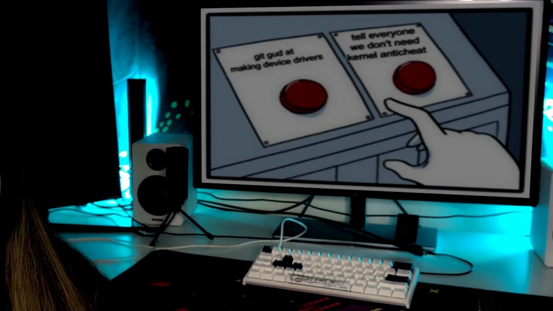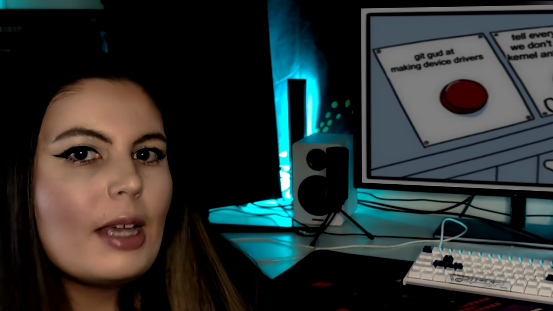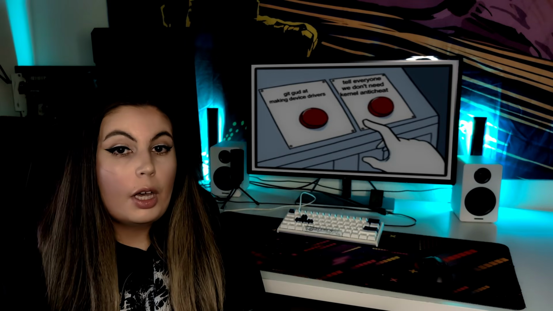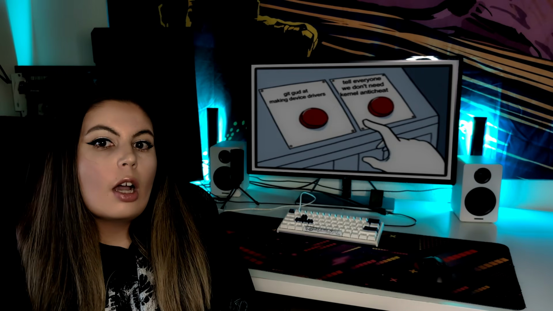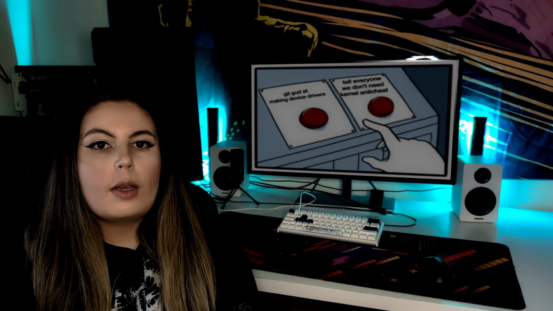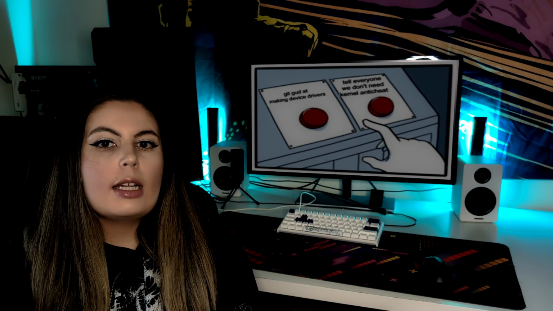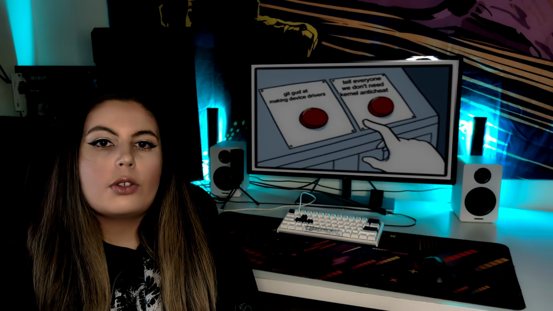Here's the thing. Being a kernel driver doesn't make you a rootkit. Kernel anti-cheat, a controversial topic that I'm ready to get bullied about. Before we dive into it, let's talk about the difference between the kernel and the user space. It's an important concept to understand to even grasp the concept of a device driver.